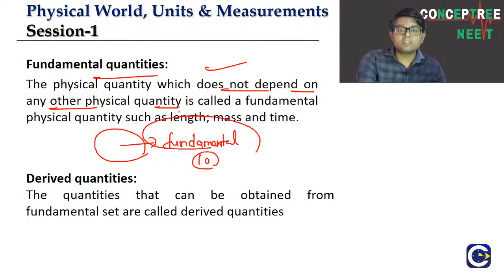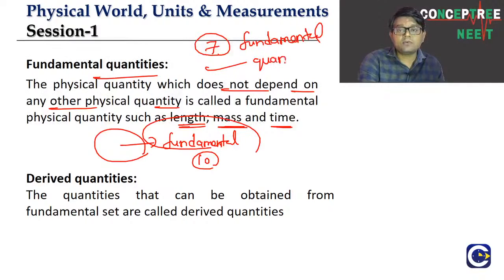So what are these fundamental quantities? Length, mass, time. We will see in the next couple of minutes that totally how many are there. There are actually 7 fundamental quantities. How many fundamental are there? Totally there are 7 fundamental quantities.